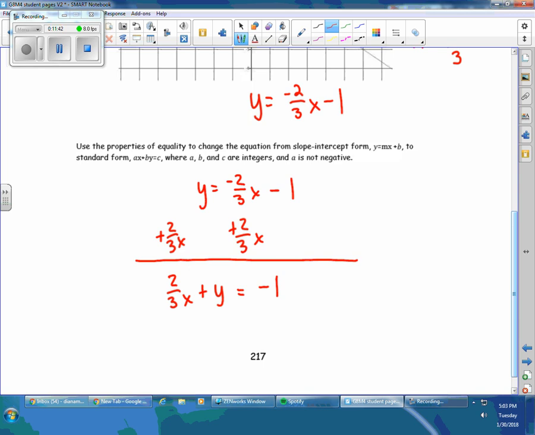I can't have a fraction, so I need to multiply the entire thing by 3. 3 times 2/3 is going to be 2x. 3 times y is going to be 3y. And 3 times negative 1 is going to be negative 3. Again, it's just one of the rules in standard form that you can't have a fraction, has to be integers, and that the first one can't be negative, which is why we multiply the whole thing through by a whole number to remove the fraction.